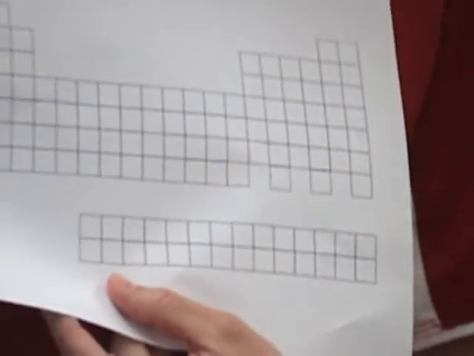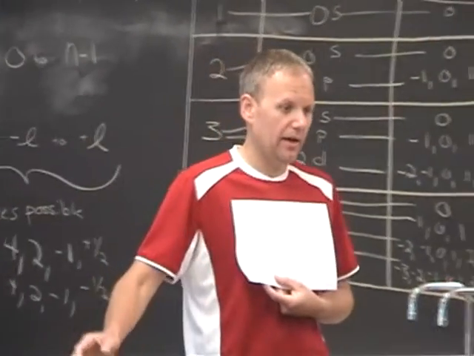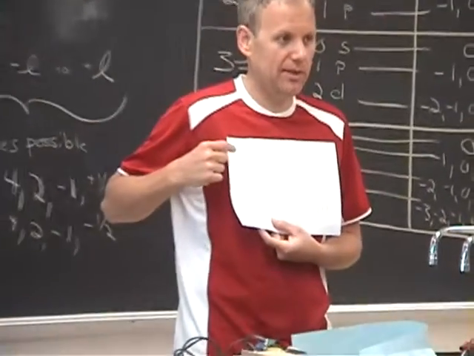Anybody want to guess what the bottom two rows are called? Which block are we missing? F block. Right, they're the F block. Now that we know the blocks, we're going to start filling in a pattern and understanding. All right, so let's start where hydrogen is. Everybody start where hydrogen is.